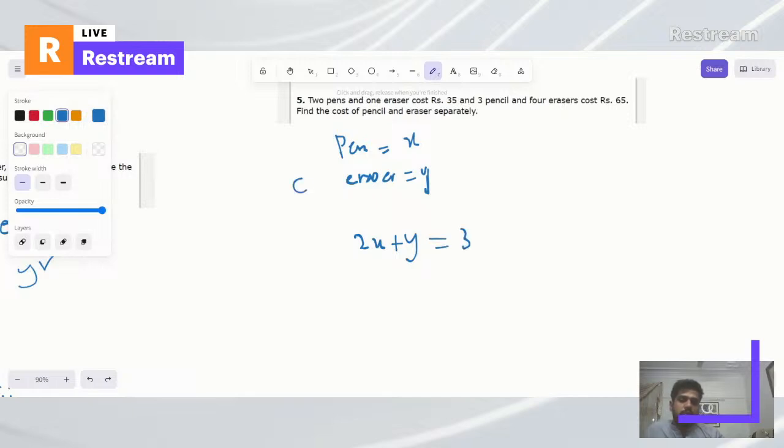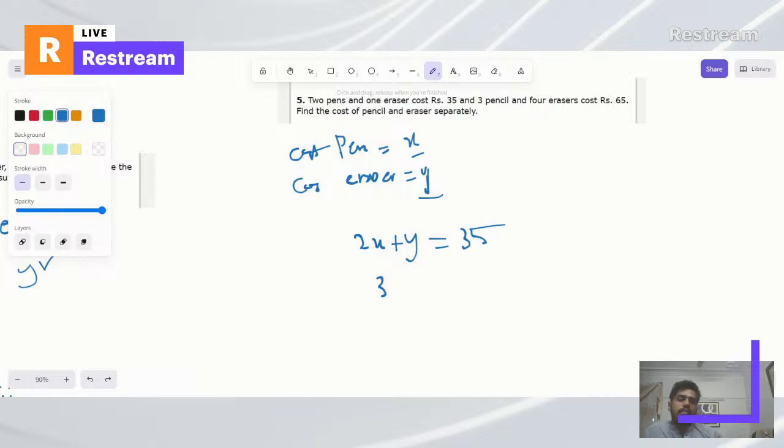Now this is the cost of eraser, and this is the cost of pen. A single pen costs x, and a single eraser costs y. So 2x plus y equals 35, right? And the other would be three pencils and four erasers.